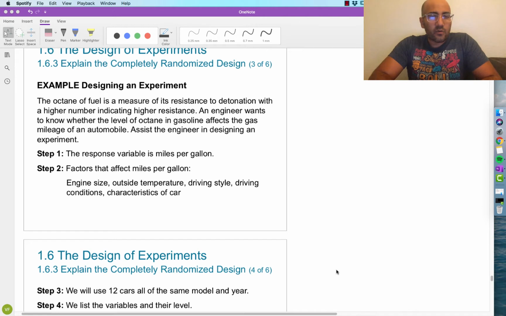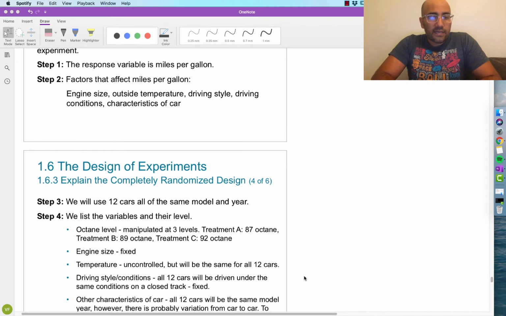So our response variable in this situation is going to be the miles per gallon. How many miles were we able to get out of the vehicle? The factors that affect the miles per gallon, the one we're focusing on, is of course the actual octane level of the gasoline, but also the engine size will affect the miles per gallon. The temperature outside will affect miles per gallon. Driving style, driving conditions, characteristics of the car, whether you have the air conditioning on or not, also can affect the miles per gallon. So a variety of factors can affect miles per gallon.